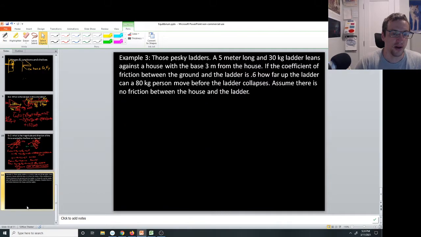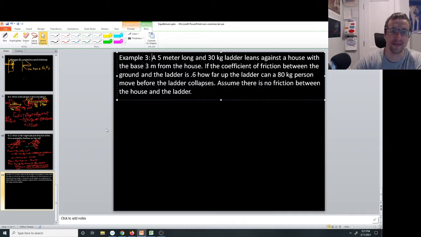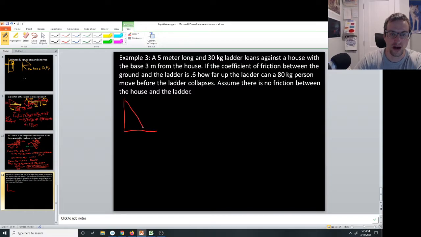All right, second problem. We got a pesky ladder problem. I don't even know why it's there. So we got a ladder leaning against the house. Let me draw this out here: ladder, house, ground. This is 3 meters. This is 4 meters, right? Because it's a 3, 4, 5 triangle. I was trying to be nice about that.